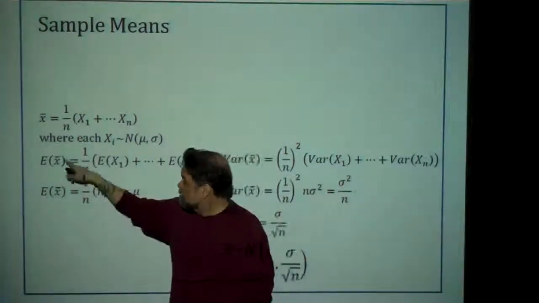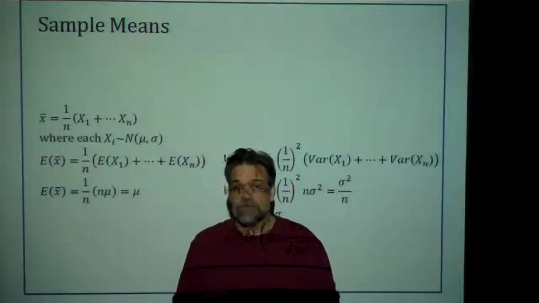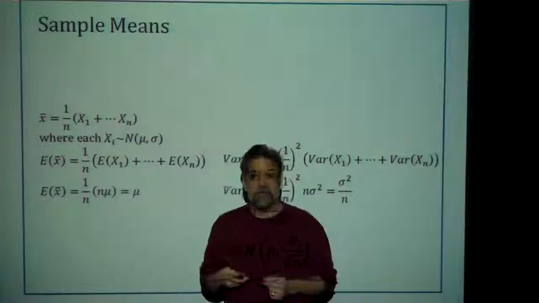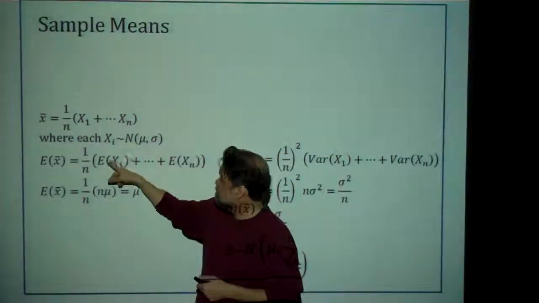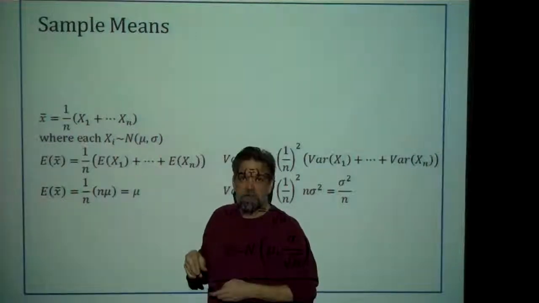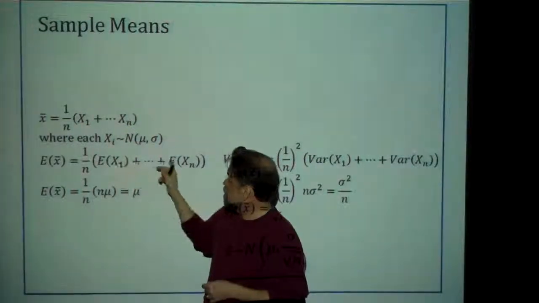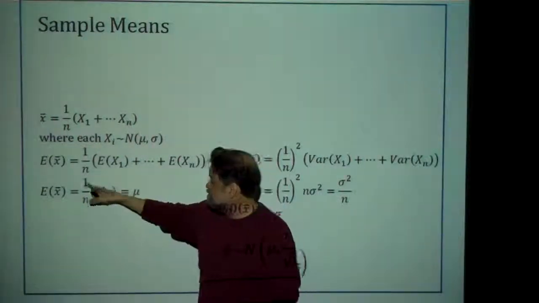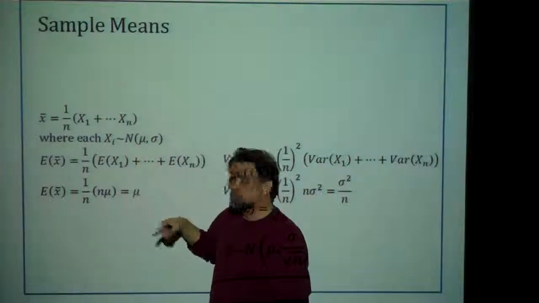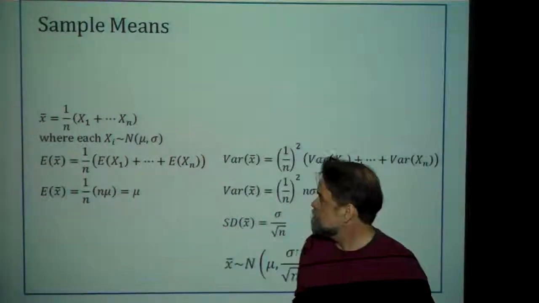Now, what does that say about X bar? Because again, just like P hat is a random variable, X bar is also a random variable. And so the expected value of X bar is going to be 1 over N times the expected value of the sum of all these expected values. And since all of these have the same expected value, mu, that means it's 1 over N times N mu, and that's just mu. Again, this makes perfect sense because think about it.